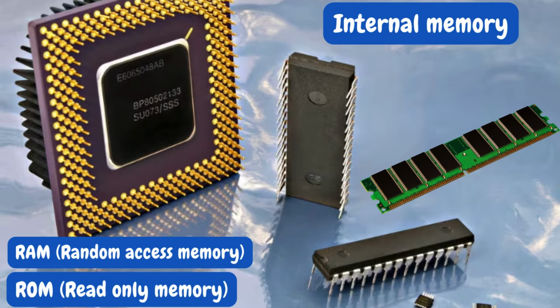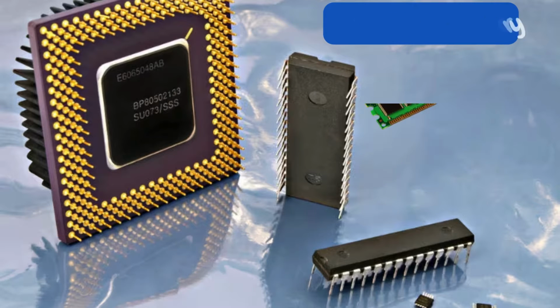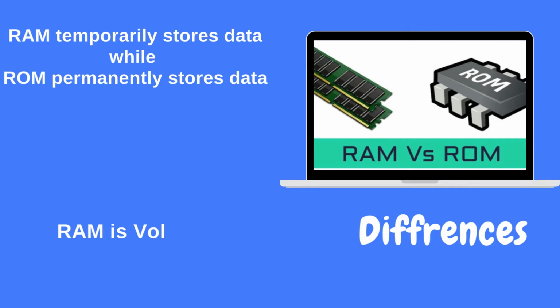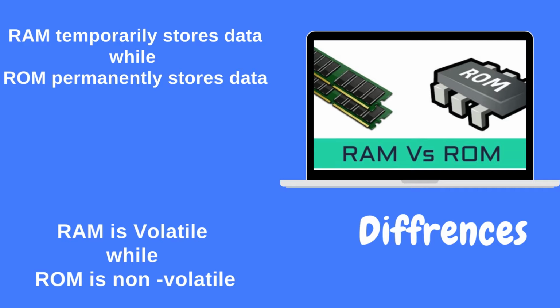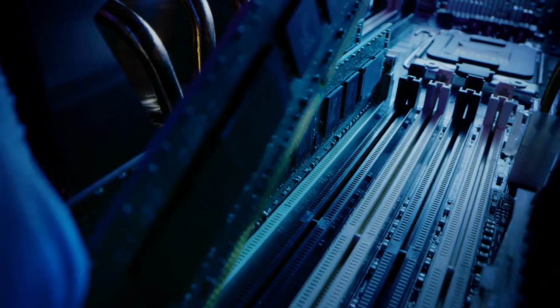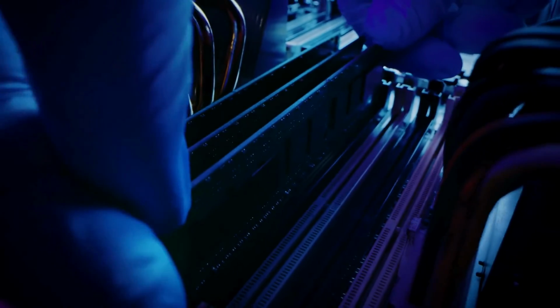The main differences between RAM and ROM are as follows. A. RAM is a temporary memory device while ROM is a permanent memory device. B. RAM is a volatile memory while ROM is a non-volatile memory. C. RAM can be written to and read from, while ROM is read-only, and data stored cannot be altered.